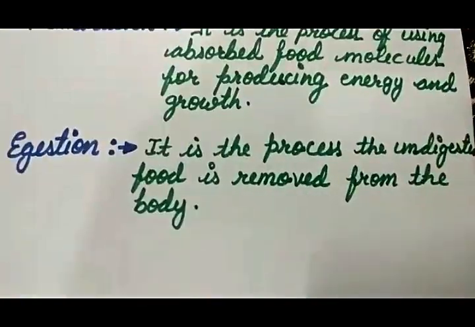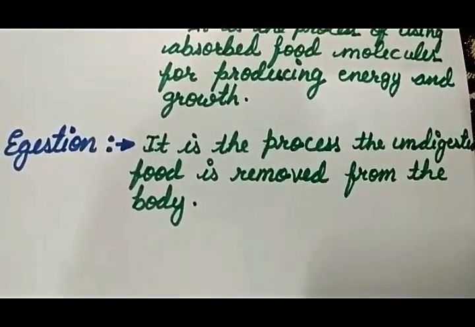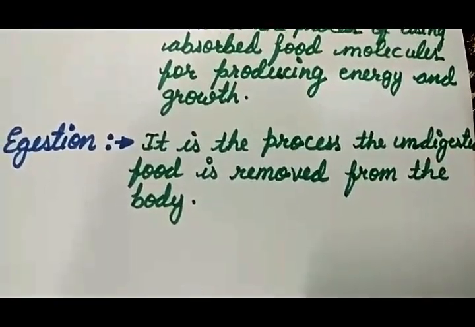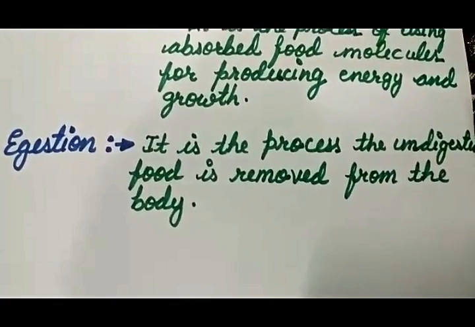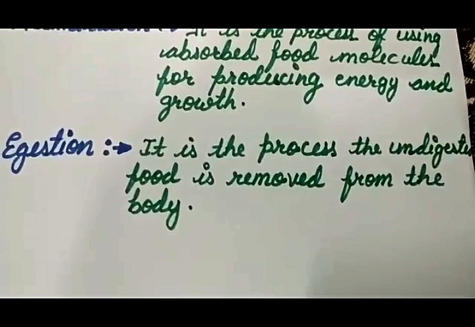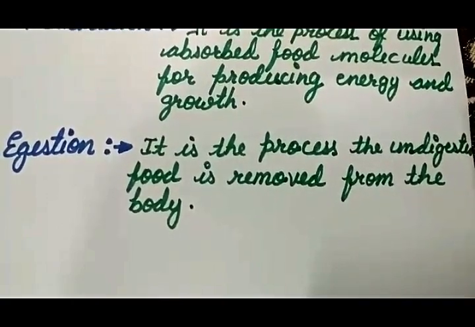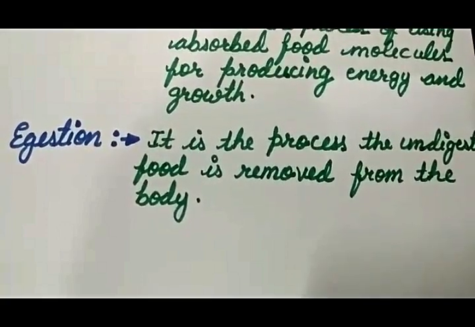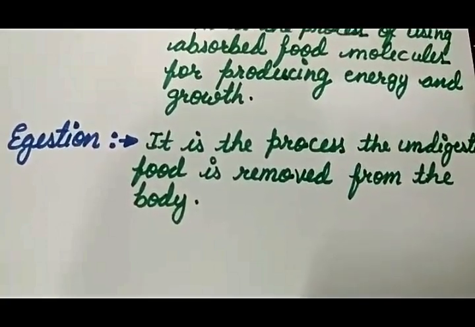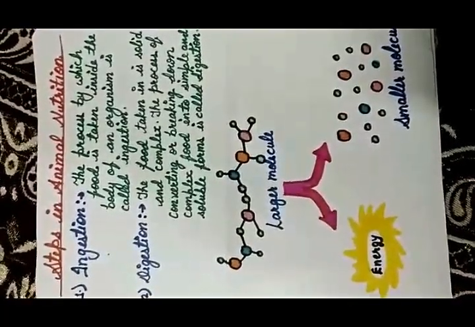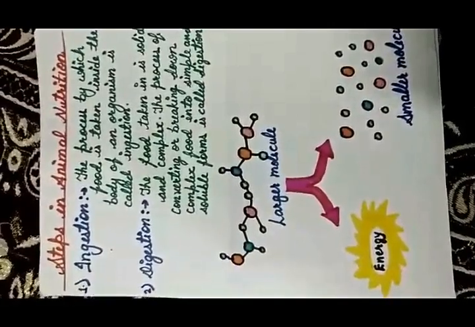Next comes egestion. Egestion means removal. It is the process in which the undigested food is removed from the body. The food which has been digested is providing energy to our body, but the undigested food which is useless is removed from the body. It is called egestion. I think you all understood the 5 steps: ingestion, digestion, absorption, assimilation and egestion.